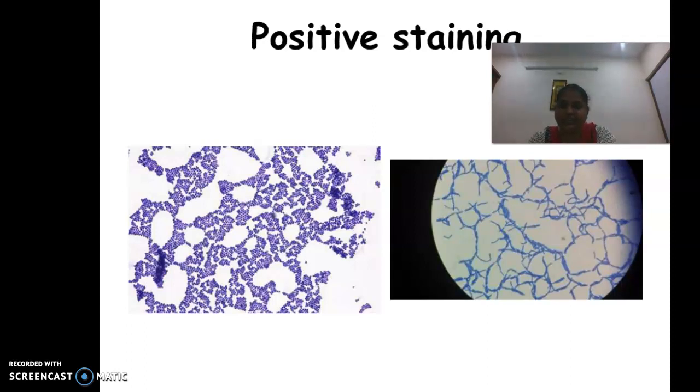Certain cells in the left hand picture are spherical in nature. Bacteria which are spherical in shape are called cocci, and in the image on the right you can see that the bacteria are rod shaped and they are generally referred to as bacilli.